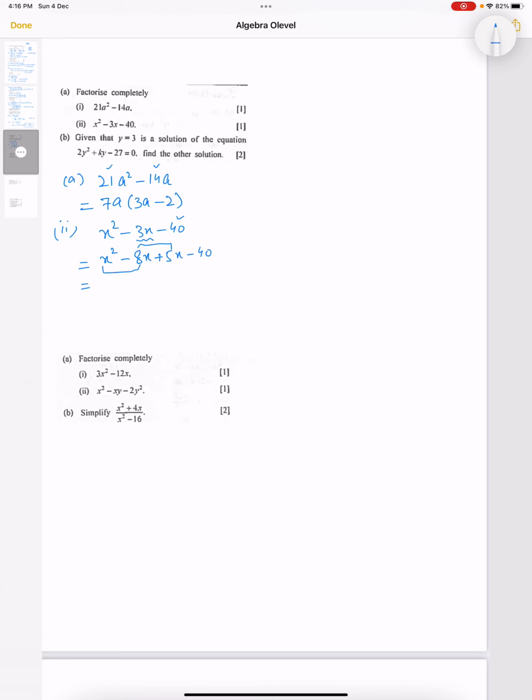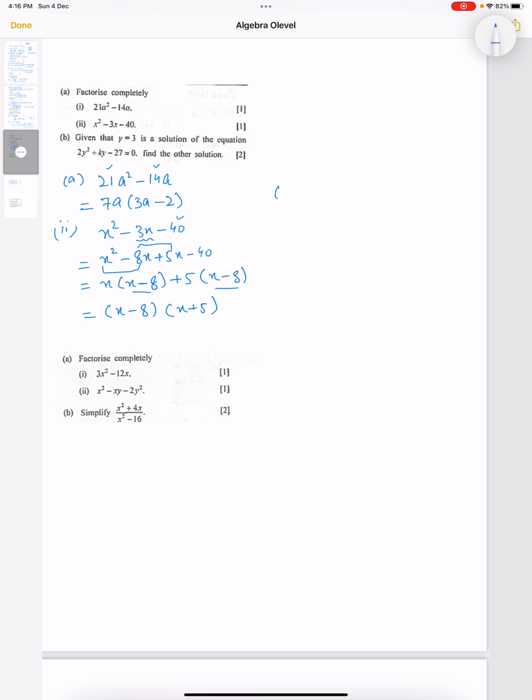Now take x as common from these two terms. We have x into (x minus 8), and plus 5 as common from the third and fourth term. We again have x minus 8. (x minus 8) and (x minus 8) is the same. So (x minus 8) into (x plus 5) is the answer.